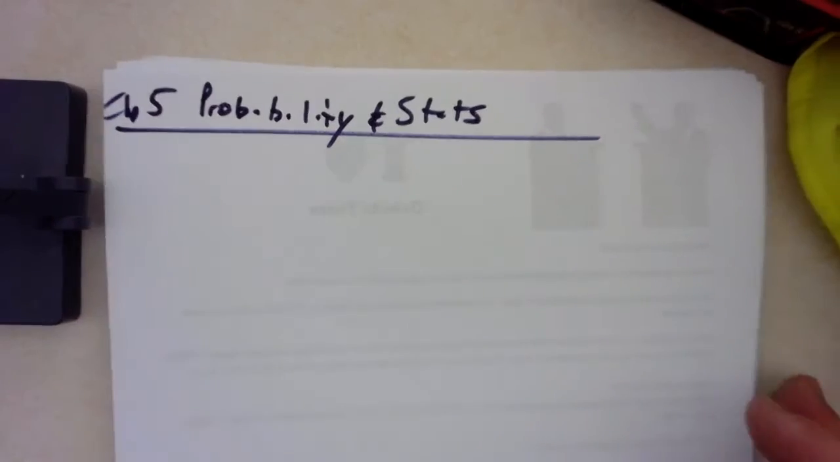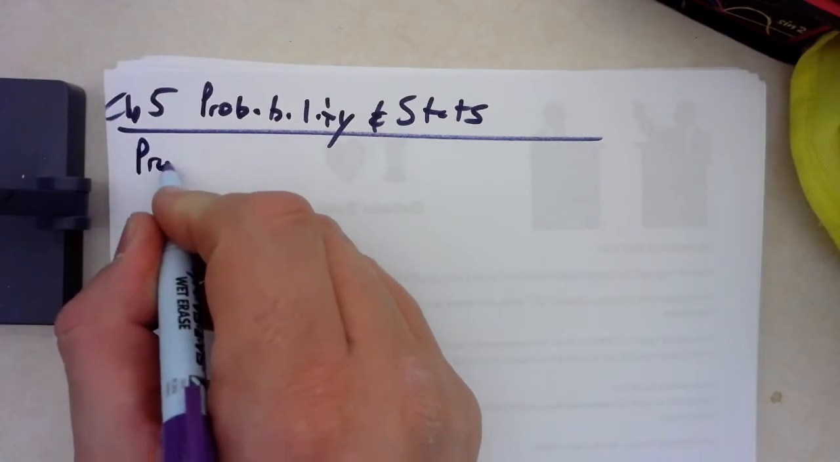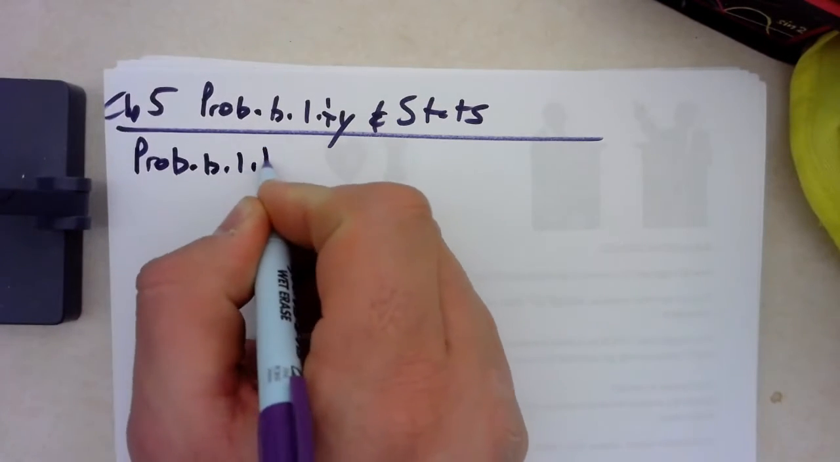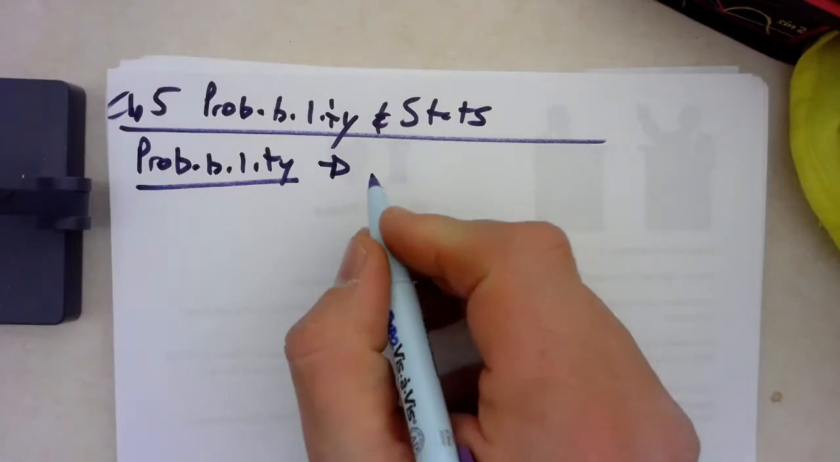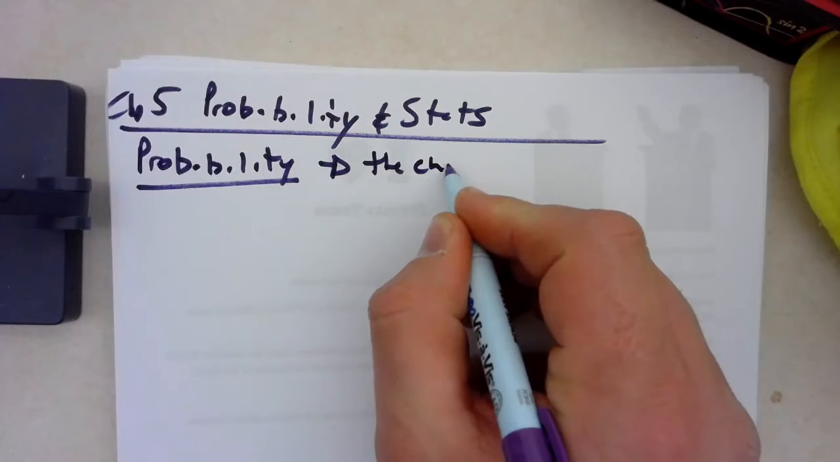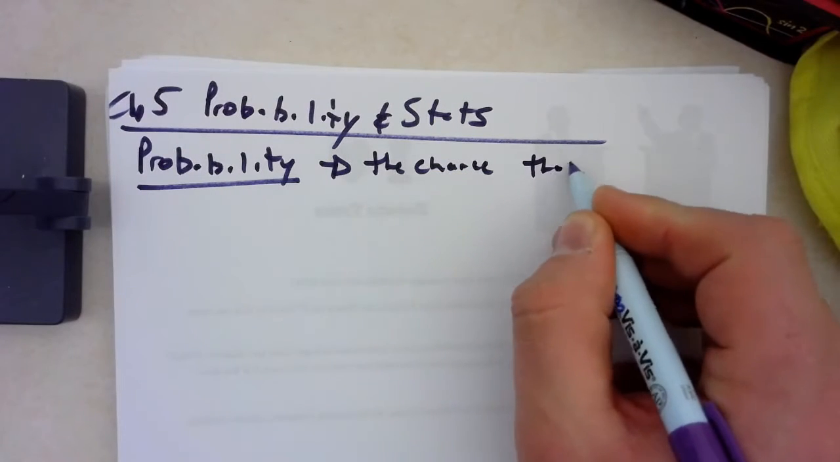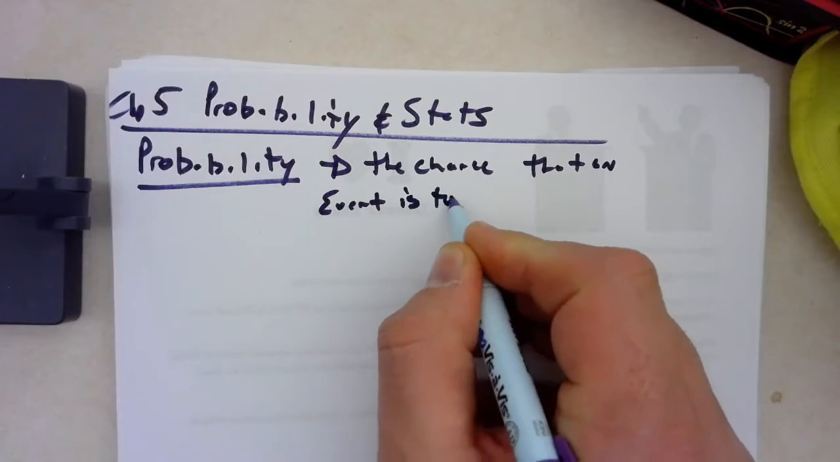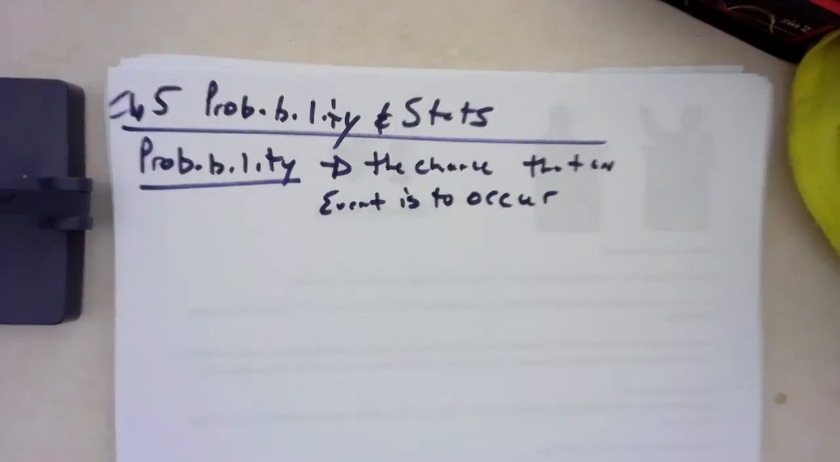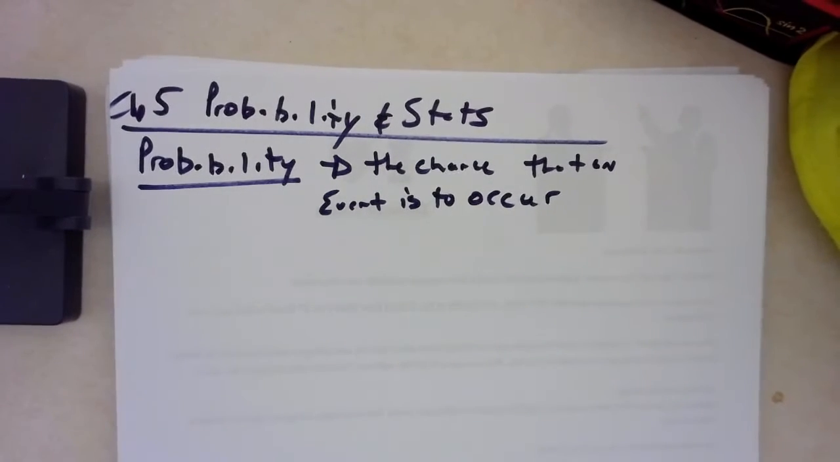So let's give you some definitions today. Today's about probability. What is probability? Yeah, we don't like to use pronouns in math. Probability is the chance that an event is to occur. Probability is the chance that an event is to occur.